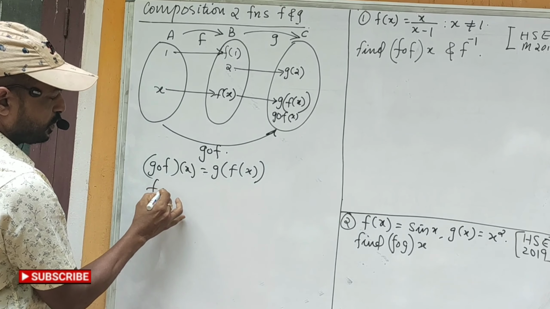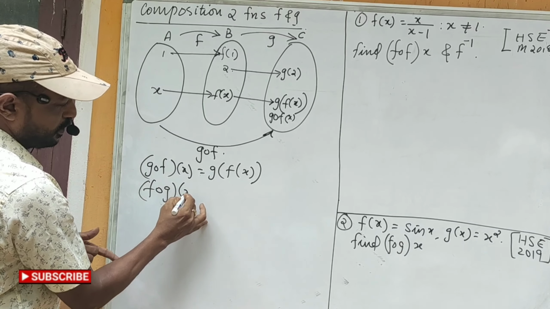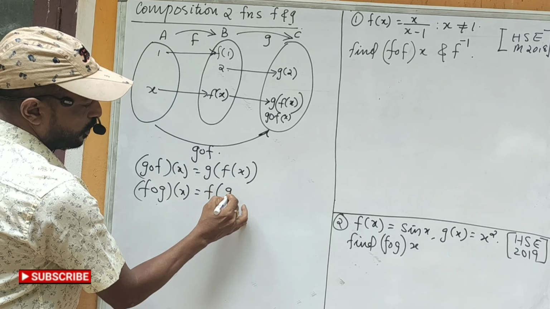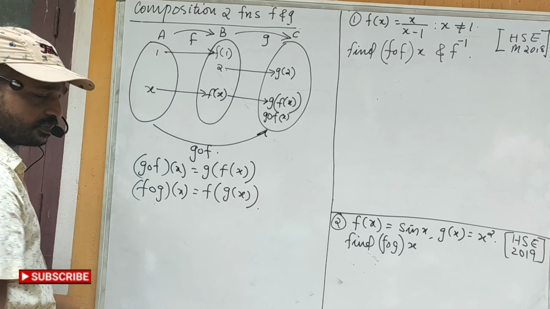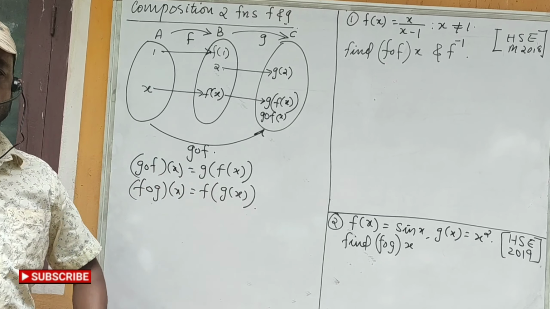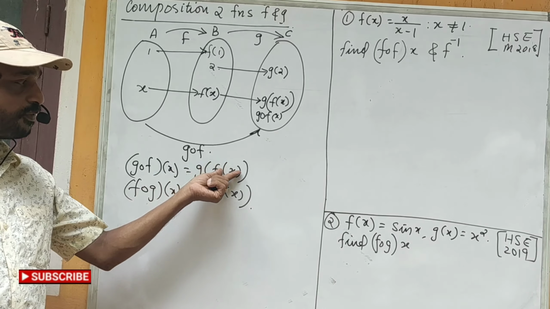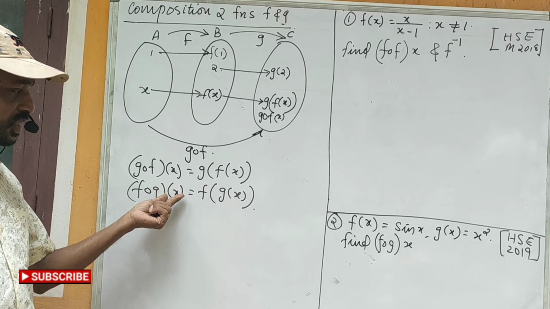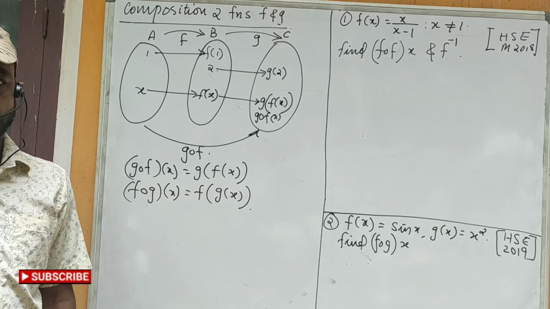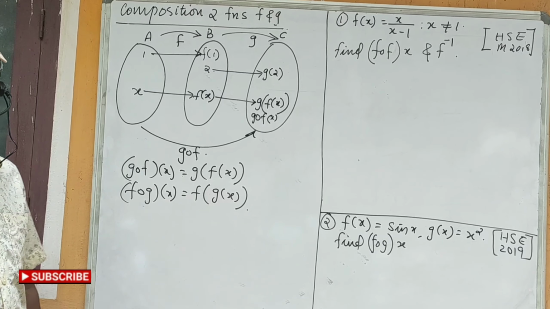So what will be f composition g of x? f composition g of x will be f of g of x. It is very easy to remember this formula. g composition f of x is g of f of x, and f composition g of x is f of g of x. So let me explain the concept once more.